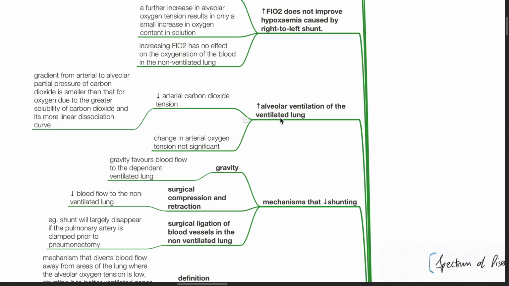Increasing alveolar ventilation of the ventilated lung decreases arterial carbon dioxide tension. The gradient from arterial to alveolar partial pressure of carbon dioxide is smaller than that for oxygen due to the greater solubility of carbon dioxide and its more linear dissociation curve. Change in arterial oxygen tension is not significant.